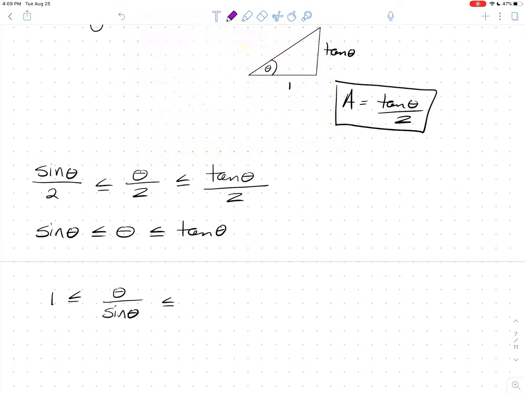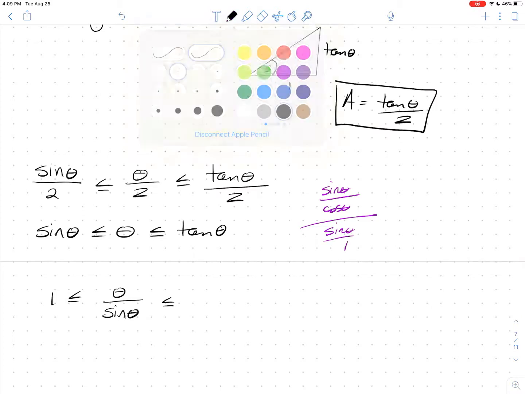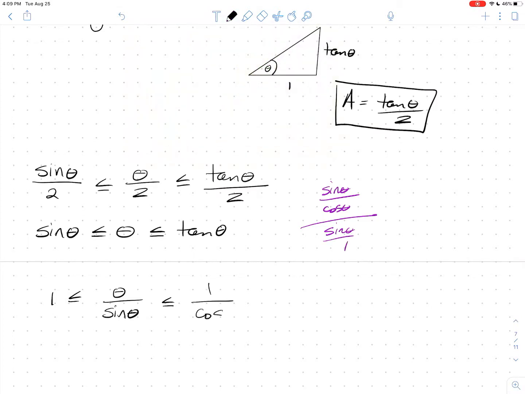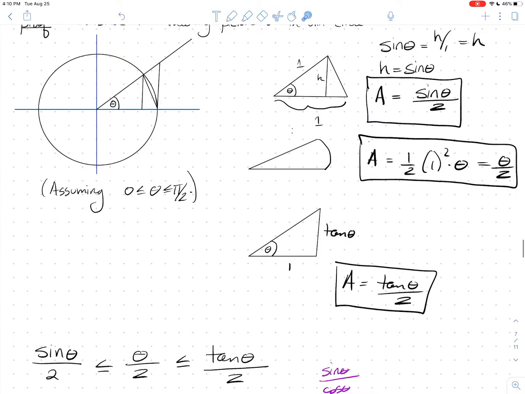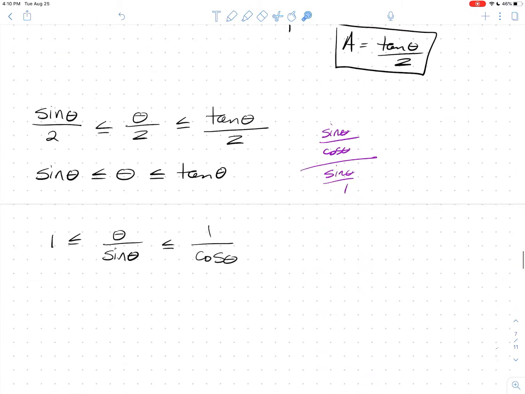Let's do this to the side. Tangent is sine theta over cosine theta. We're dividing by sine theta, so we get 1 over cosine theta, correct? And by the way, when our angle theta is between 0 and pi halves, you know that sine theta is positive, so you're safe dividing. It doesn't change the inequalities.